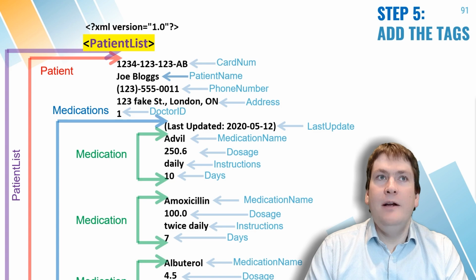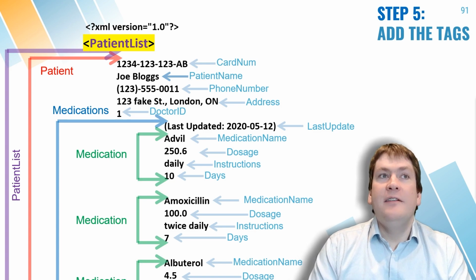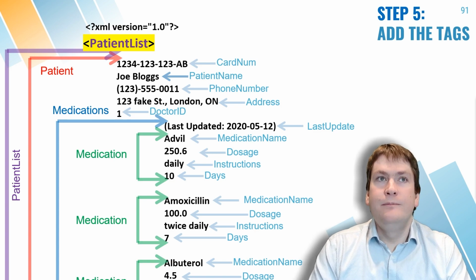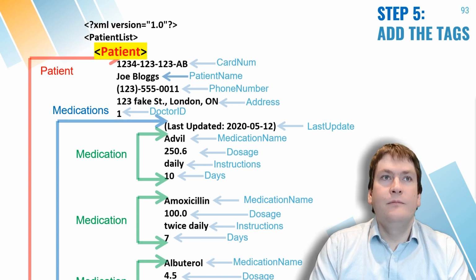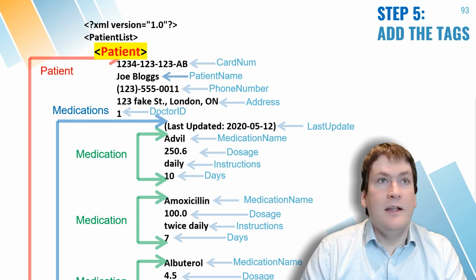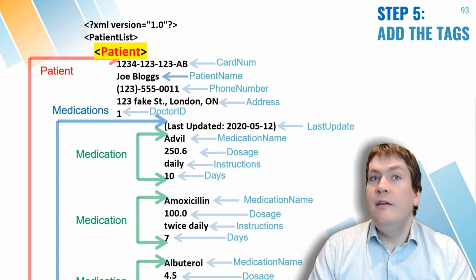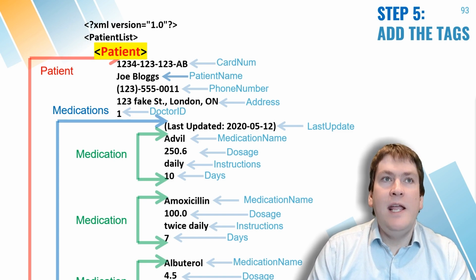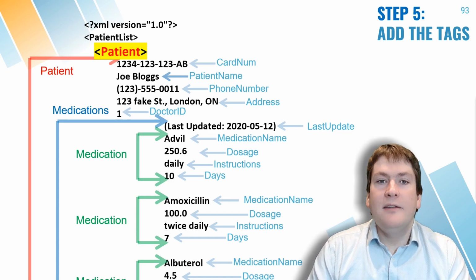We'll start at the top here, and the first thing we encounter is that patient list group. So we add an element called patient list. We keep going down. The next thing we're going to encounter is the patient group, so we add an element named patient. It's pretty straightforward. It's just the same name, and we're just wrapping it in brackets.